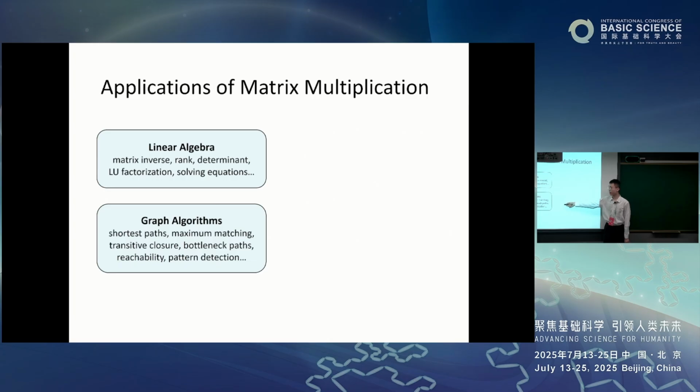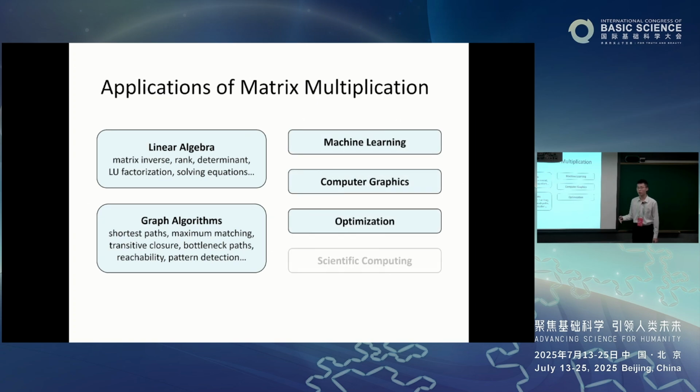The second category is in graph algorithms. This is because multiplying the adjacency matrices of graphs had a very clear combinatorial meaning of counting paths in a given graph. So that's why fast matrix multiplication algorithms have been widely used as crucial subroutines in many state-of-the-art graph algorithms. And besides those theoretical fields, there are also applications in, for example, machine learning, computer graphics, optimization, and scientific computing, those areas in computer science.